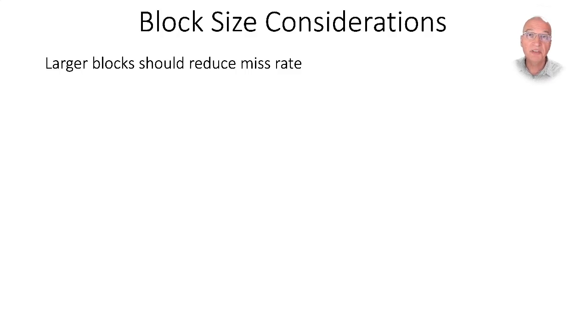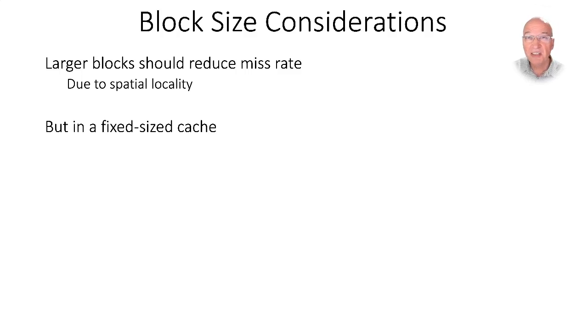So one thing that we say when we have a larger block is that we have free prefetching, in the sense that when I do one access, I don't bring only the thing that I'm missing, I also bring some other words that are nearby. So because of spatial locality, larger blocks will reduce my miss rate.